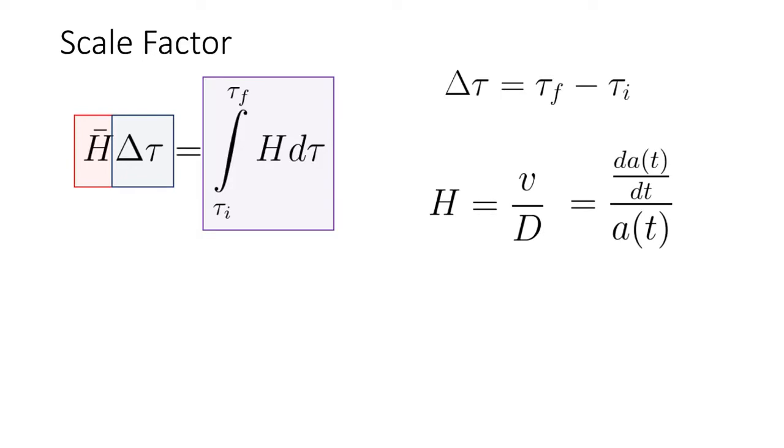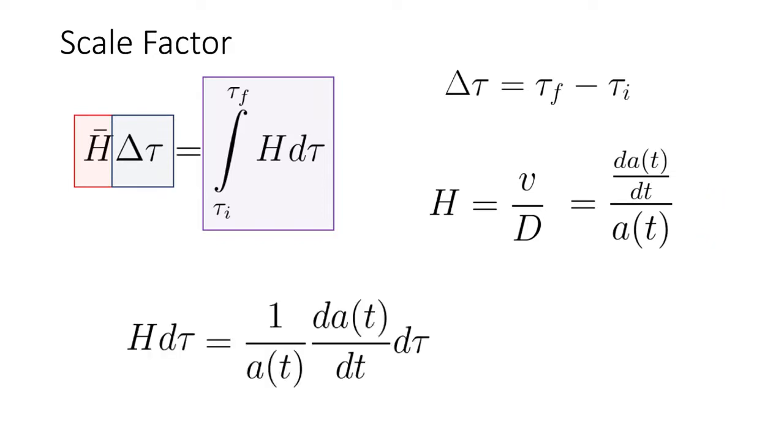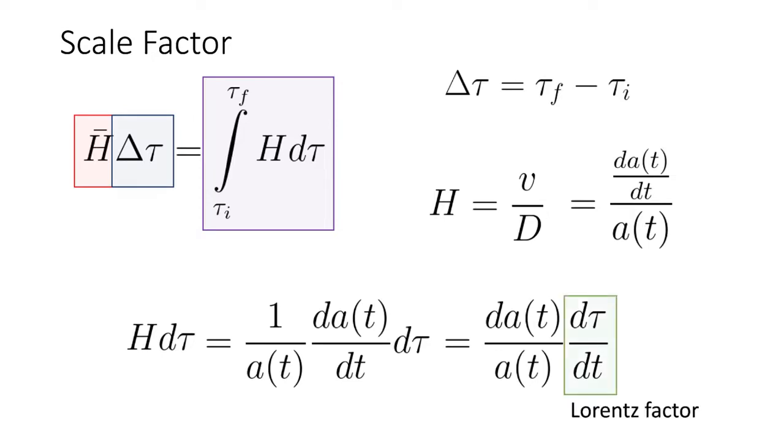The ratio between distance and speed of galaxies is equivalent to the ratio between the scale factor and the rate of change in the scale factor. The integrand from above can therefore be expressed in terms of the scale factor a. A little rearranging gets us an integrand containing the ratio of the two times, proper and coordinate time. In relativity, this is the Lorentz factor.